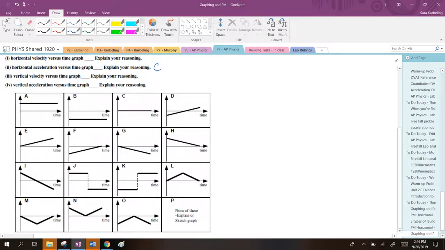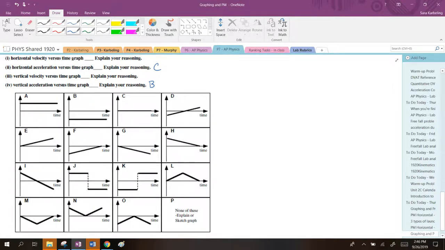4 says a vertical acceleration versus time graph. That is going to be B. Why? Because it's negative and it has a constant acceleration. Negative constant acceleration, right? Negative 9.8. Bam. Fantastic. All right, so 2 down, 2 to go.